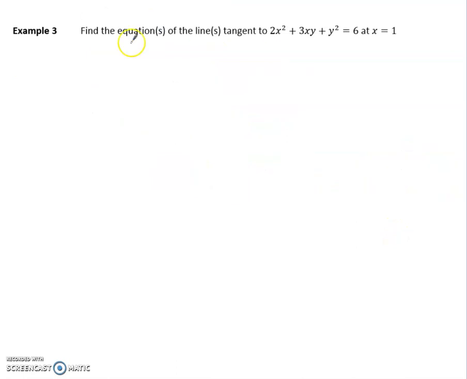Okay, let's find the equation or equations of the lines tangent to this. Now, none of this has changed. If I want the equation of the tan line, I need a point and I need a slope. So the first thing I'm going to do is plug in to get my point. If I want to plug in 1, this gets a little more complicated because when I plug in 1, I get 2 times 1 squared, so 2 times 1, plus 3 times 1, but oh, I have a y attached, and then plus y squared equals 6.